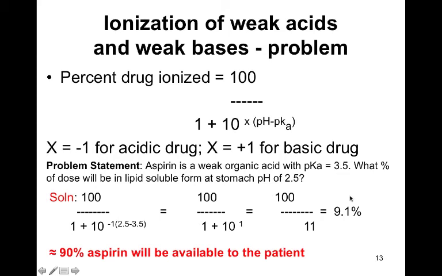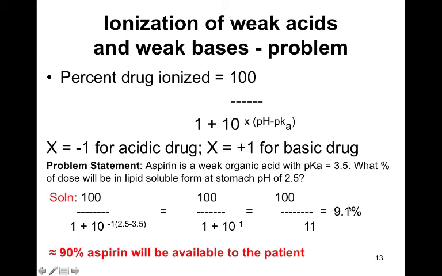No. 9.1% is the percent drug ionized. What you've been asked is what percent of the dose will be in lipid soluble form at a stomach pH of 2.5. So what it's really asking you is what percent of the dose will be in unionized form, because remember, when the drug is ionized, it forms these large complexes with water molecules that makes it impossible for the drug to go across the cell membrane. So in order for a drug to go across a cell membrane, it has to be in lipid soluble form, or in other words, it has to be unionized.